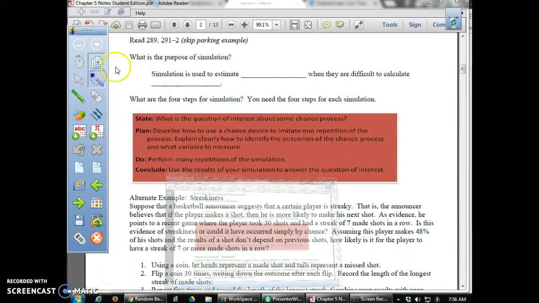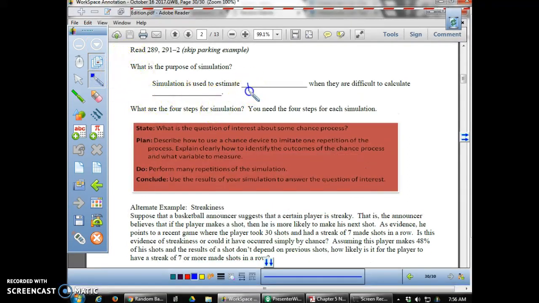Simulation is used to estimate probabilities when they are difficult to calculate theoretically. So if we do not know what to expect from a chance process, we can use a simulation to at least have some understanding of the probabilities.